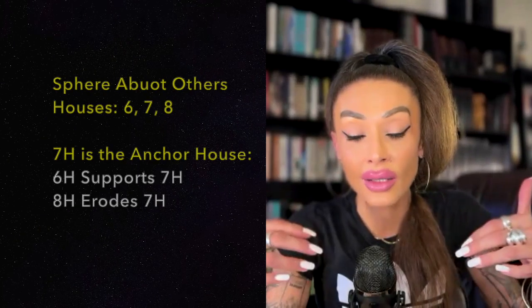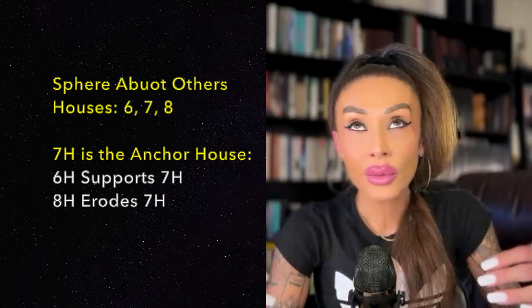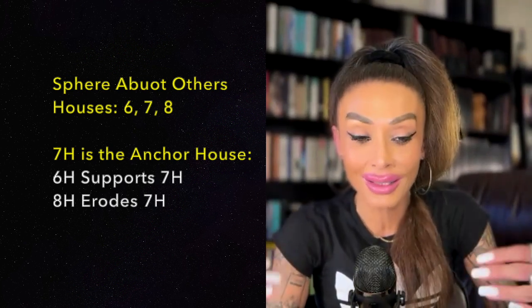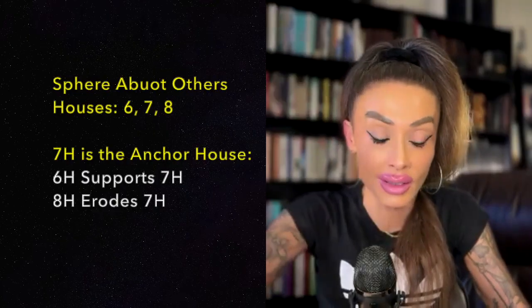Now let's move to the segment of the chart that has to do with the other anchor point, the seventh house, the descendant. This is now where the sun sets. In the first house, the sun rises.